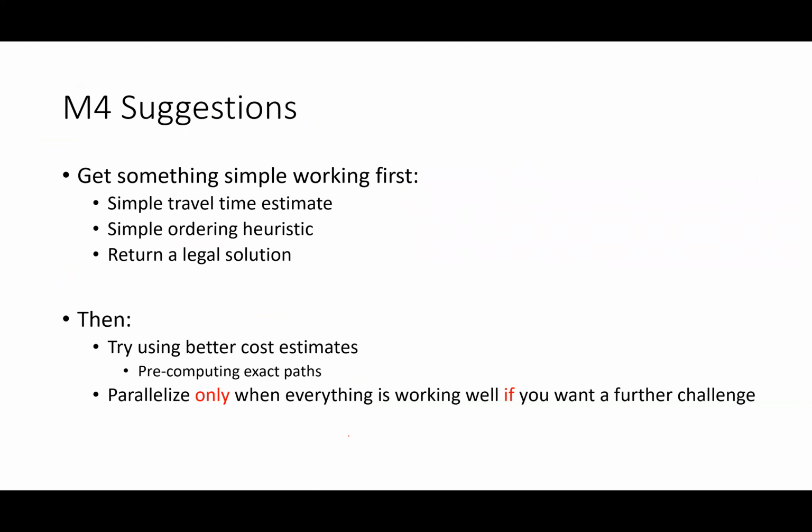So for M4, get something simple working first. Use a simple travel time estimate, like geometric distance, use a simple greedy algorithm, get a legal solution, and then start improving. Okay, so start getting better cost estimates, maybe with the path search algorithms we've talked about, do more optimization of your orders. And then if everything is working well and you want a further challenge, then you could go parallelize, but do not do this at the start.